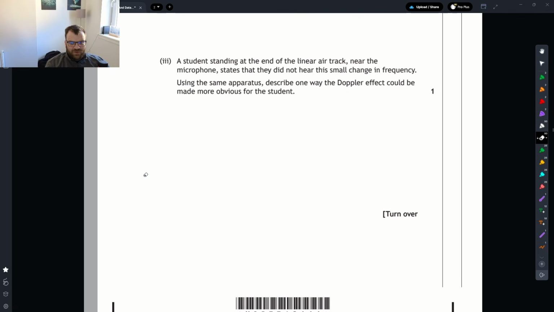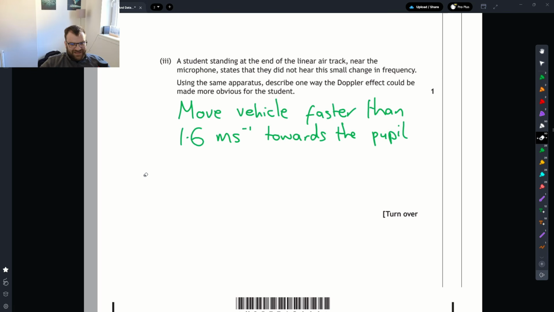In this one, we have someone who isn't able to hear the change in frequency, and we are trying to describe a way in which we can make it more obvious. If you increase the speed of the vehicle, then that will cause a greater effect and cause a greater change in the frequency. You could also have the vehicle traveling straight towards the person, or if they're in between the tracks or something like that, that might make it more obvious, but a faster speed makes it have a bigger effect.